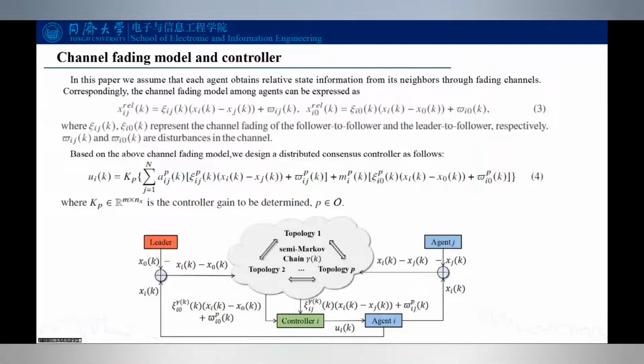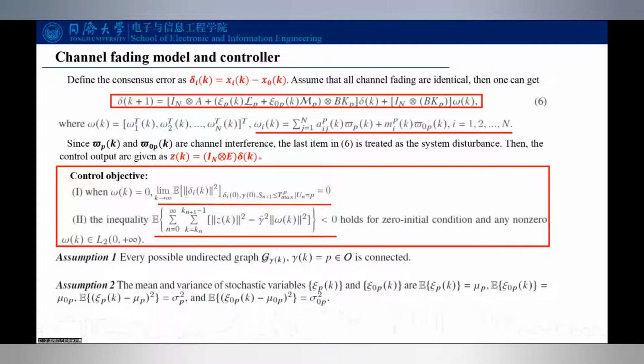In this paper, we assume the channel fading model among agents can be expressed as equation 3. Based on the channel fading model, we design a distributed consensus controller as equation 4. The next figure shows the block diagram of the multi-agent system with channel fading in this paper. Define a consensus error as delta ik. Assume that all channel fading are identical, then one can get the closed loop system as equation 6.